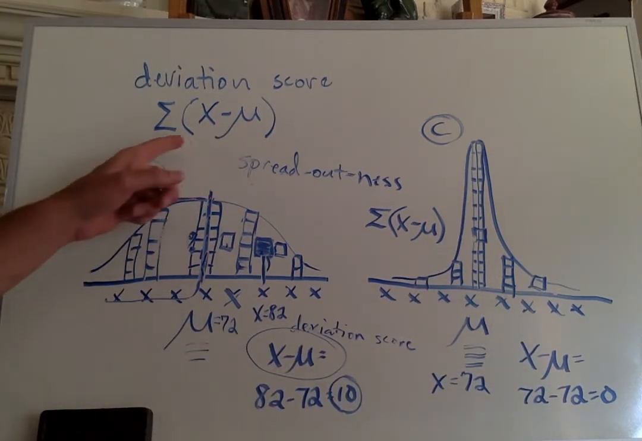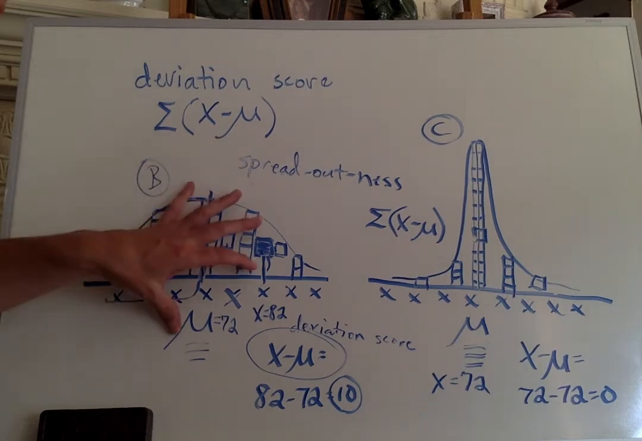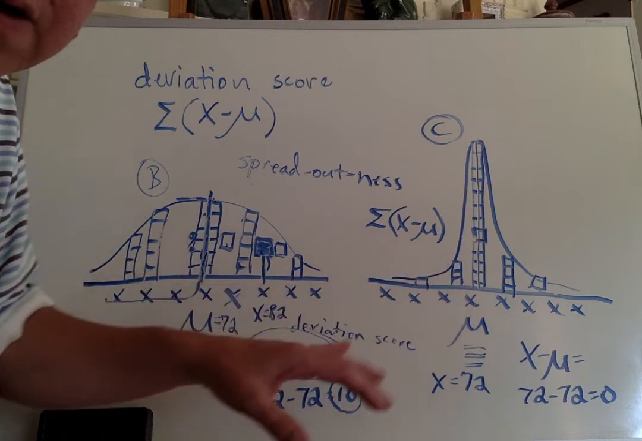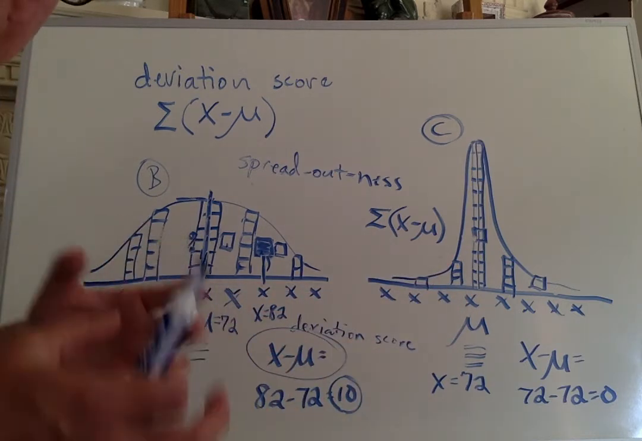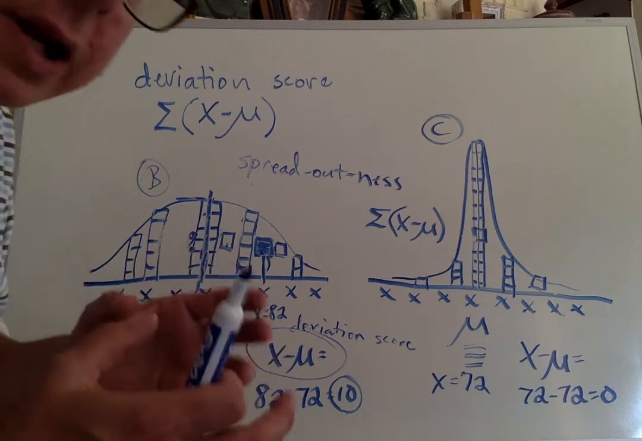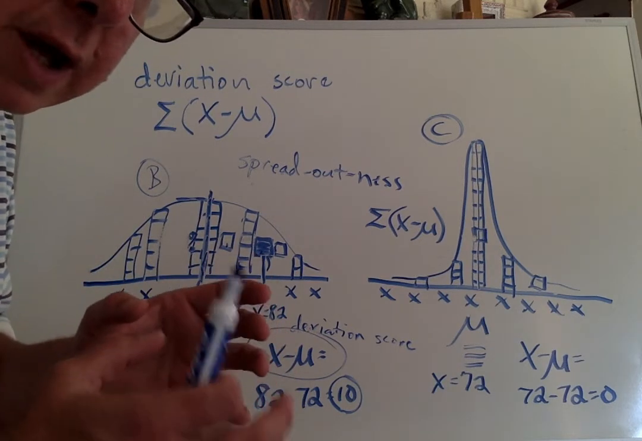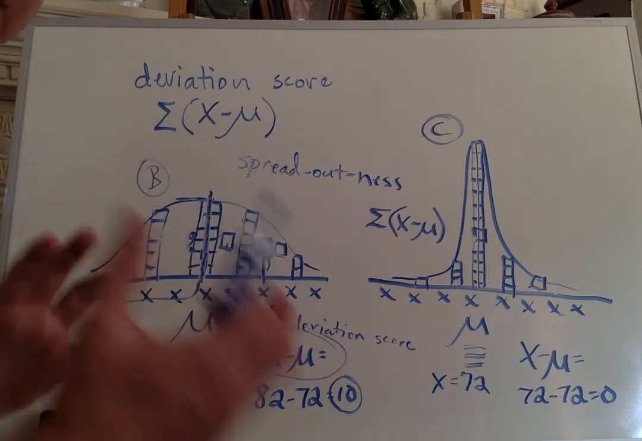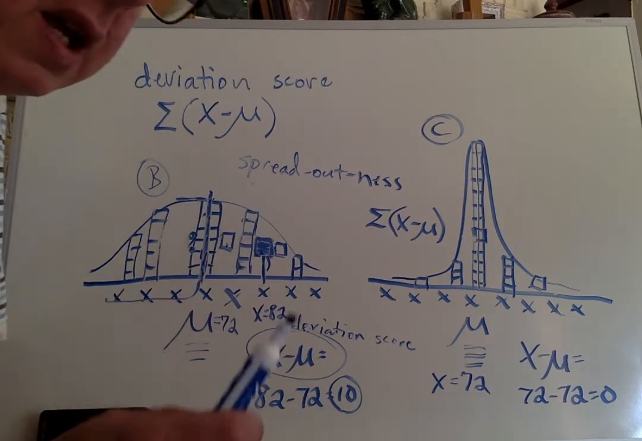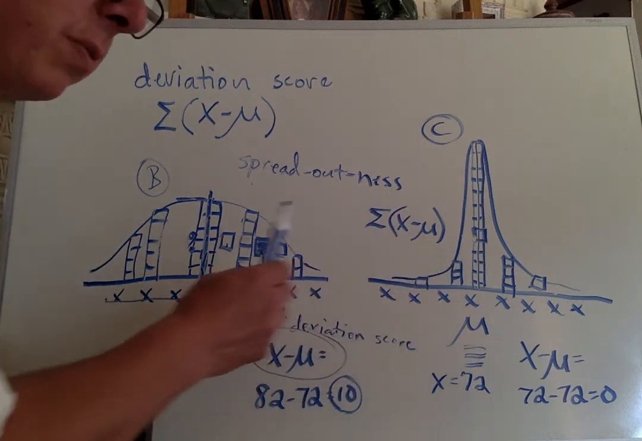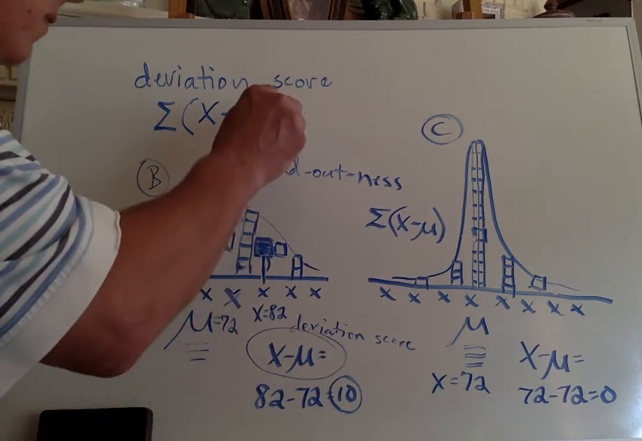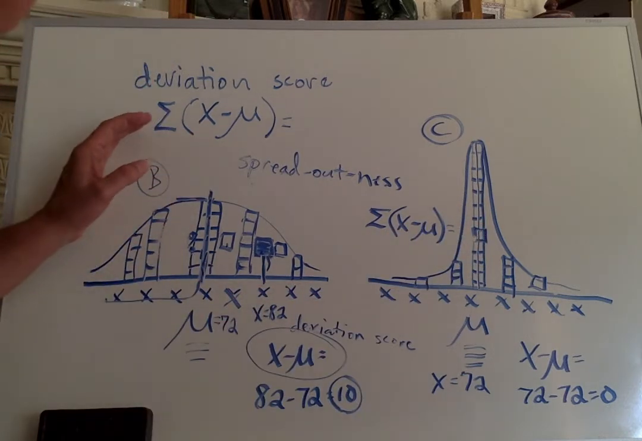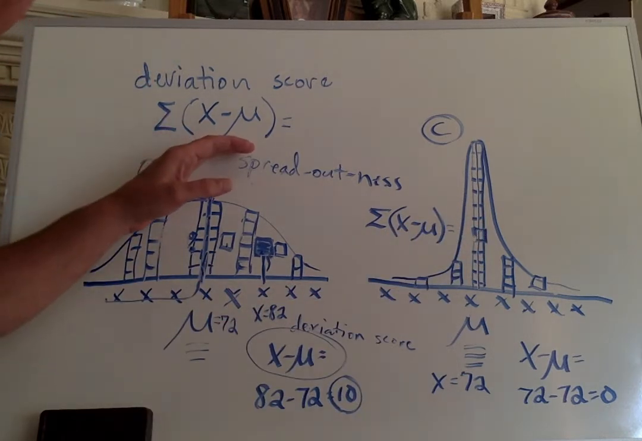So when we do this 100 times for B, and we do it 100 times for C, and then add all those together, you're going to get a number, folks. You're going to add all these 100 up and you get a number. Which one of these distributions do you think will give us a larger value for the sum of all the deviation scores?